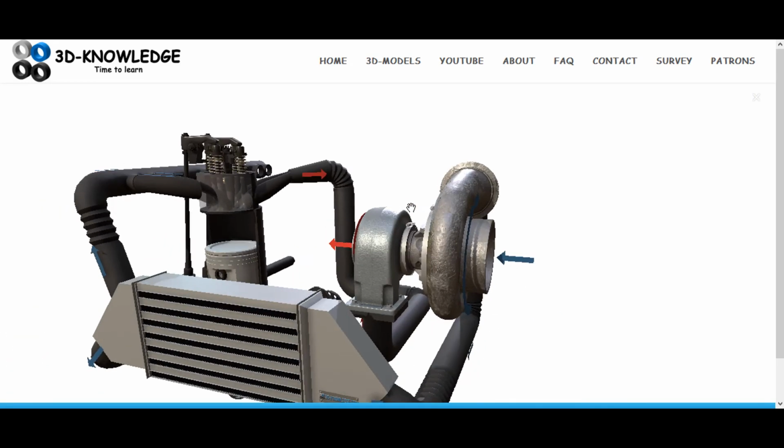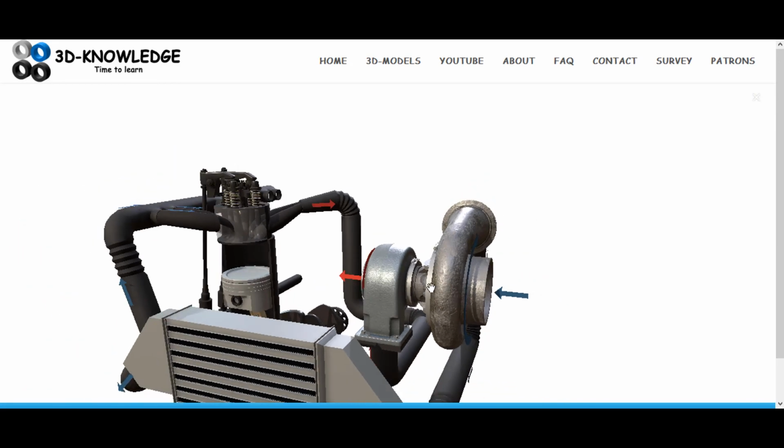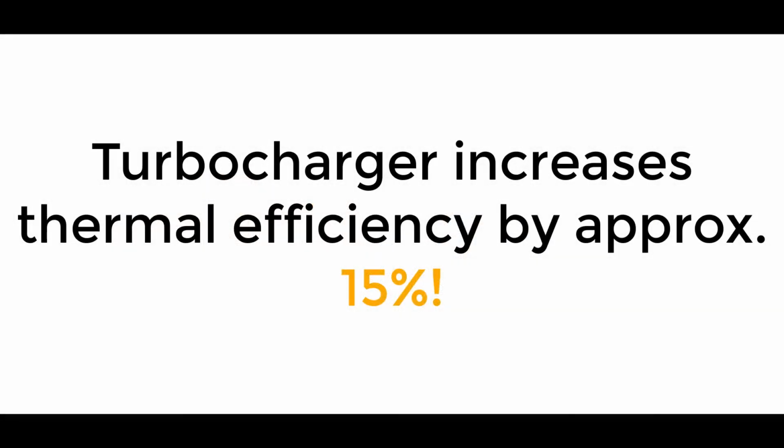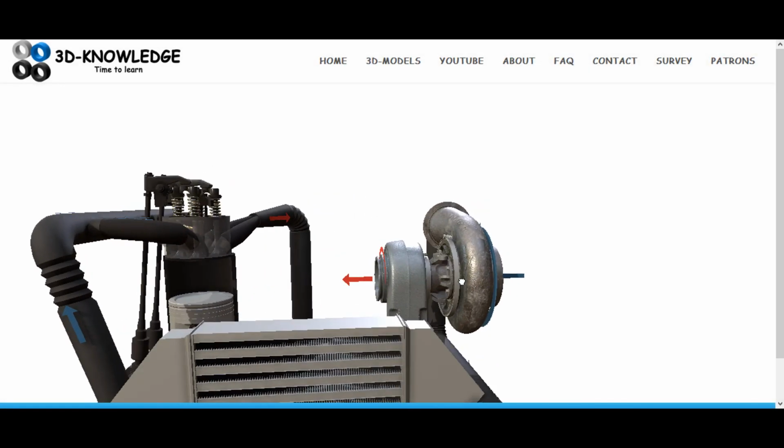It's a bit of a feedback loop, but using this very simple system of compressing air and using waste gas to compress the air, you're saving a lot of energy. The exhaust gas is not going to be used for anything useful normally. But if you install a turbocharger, you can actually use it for something very useful. You can use it for compressing air.